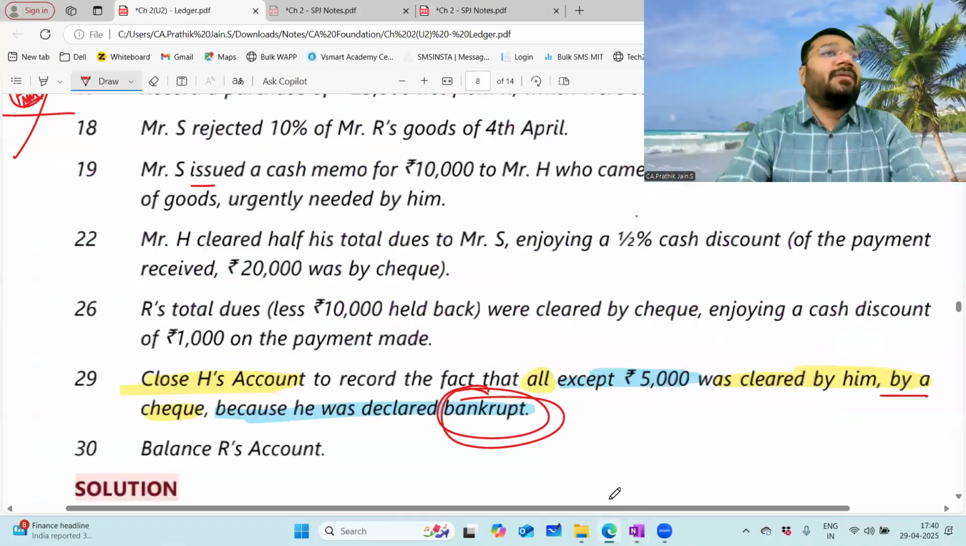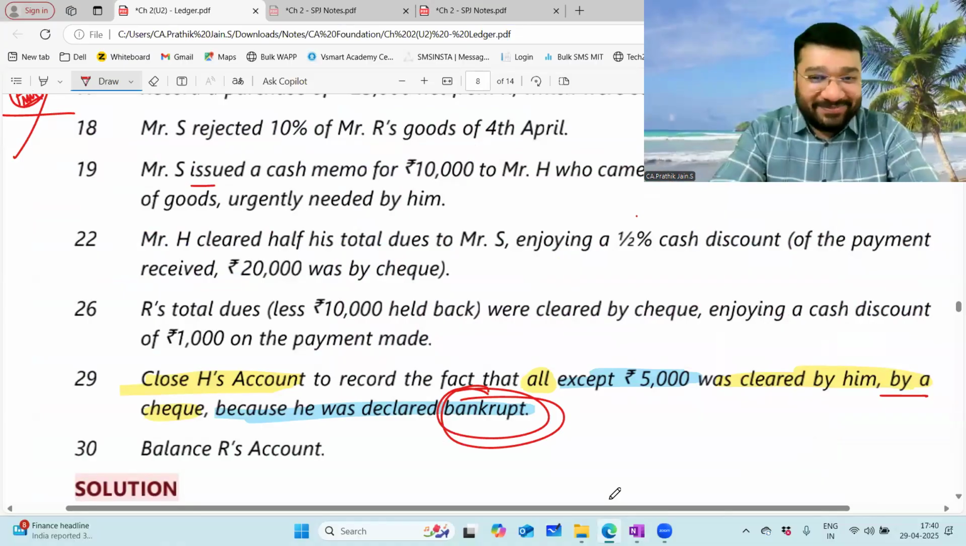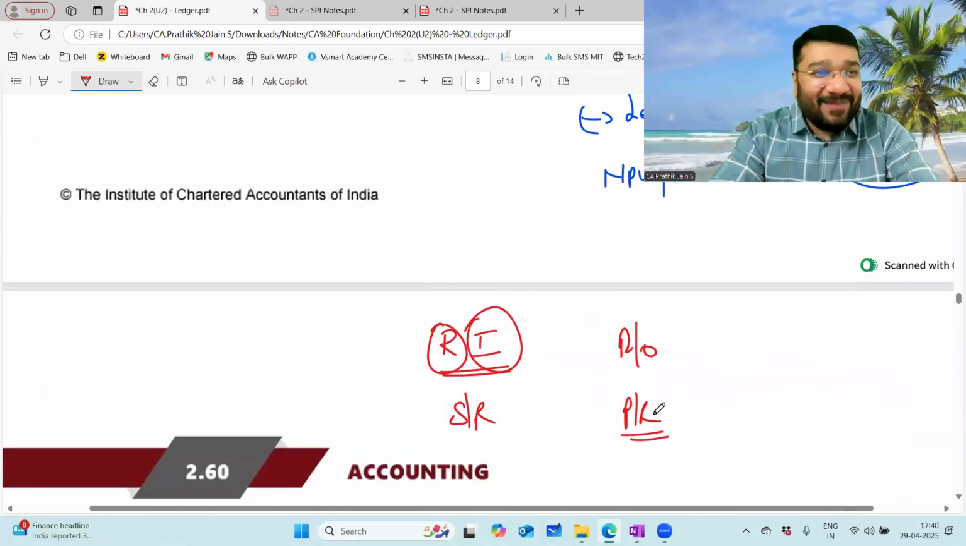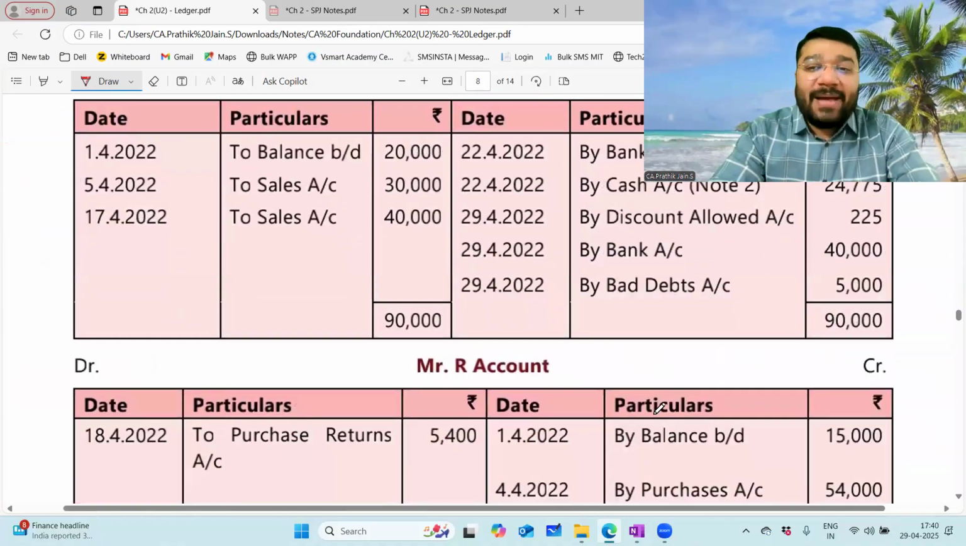Now guys, this is how you prepare the ledger in CA Foundation. Welcome to CA Foundation. With the clap, nice. Perfectly matching.